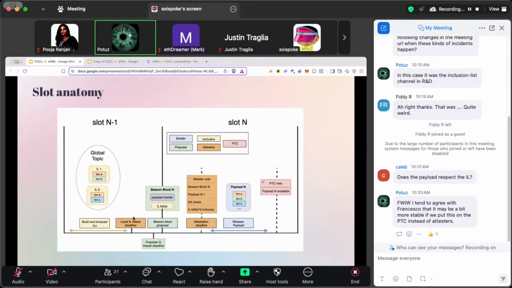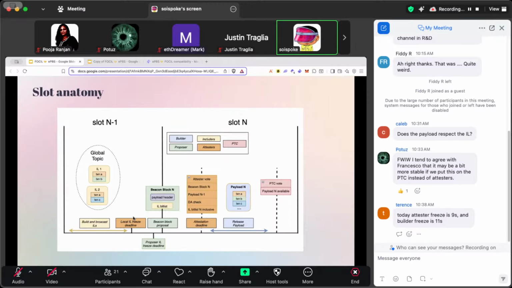Yeah, I mean, that was the case in FOSSIL as well. You need that bit of leeway between the attesters deadline and the builder deadline, and there needs to be a bit of a delay between the builder freeze and the start of the slot. So today it's 1 second. Based on what I've seen, it takes about 100 to 200 milliseconds max to build a block today by performance builders.